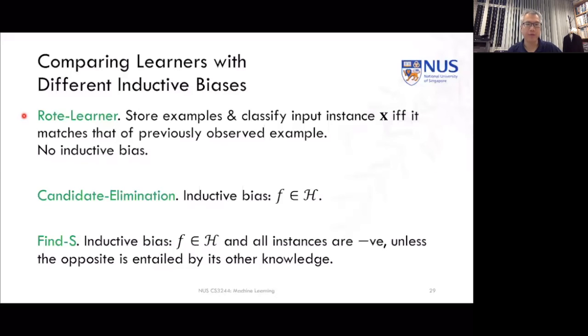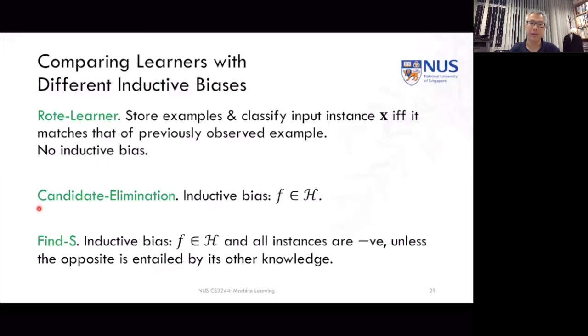So in the case where we have a rote learner, which is storing all of the examples and classifying the input instances only if it matches something in the training data, there is no inductive bias, right? But the problem here is we can't generalize. We saw that if a rote learner is exposed to any test instance that doesn't match anything in the training data, it's basically not going to be able to say anything about it because it hasn't seen it before. This is why we call it a rote learner. It's just going to spit back the classification from before. You can think of that like a dictionary or a hash table.